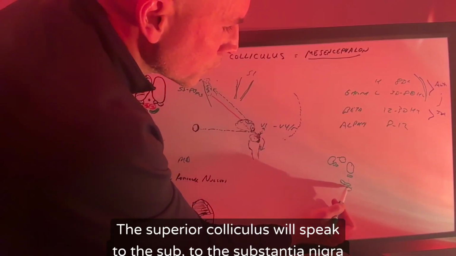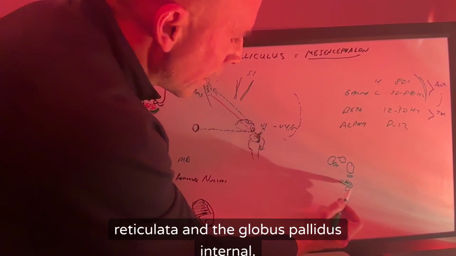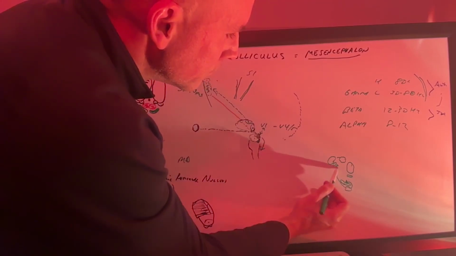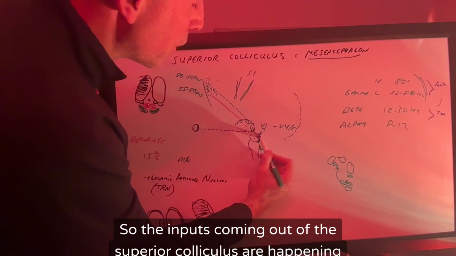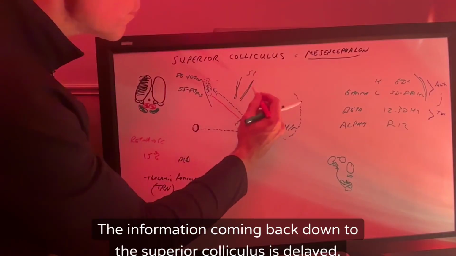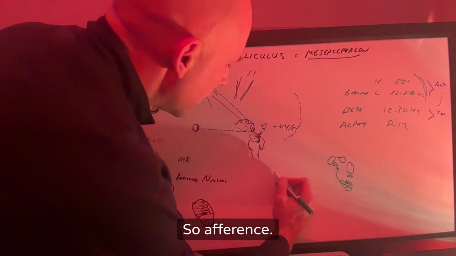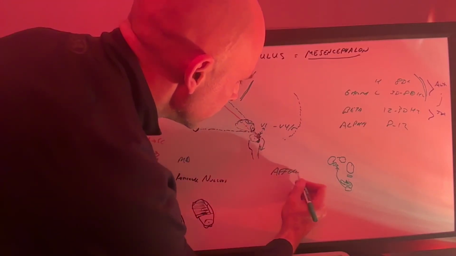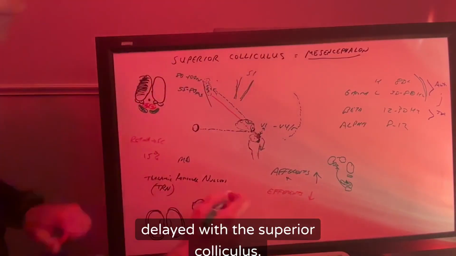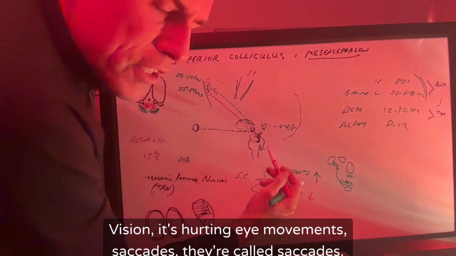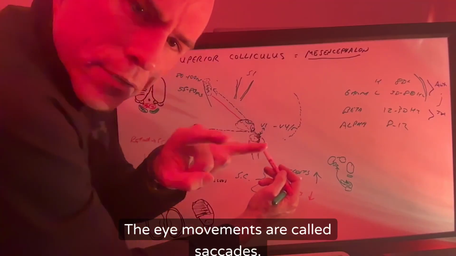The superior colliculus will speak to the substantia nigra reticulata and the globus pallidus internal here. It's modulating motor movements. So the inputs coming out of the superior colliculus are happening faster. The information coming back down to the superior colliculus is delayed. So afferents are heightened, fast. Efferents are delayed with the superior colliculus. And this is hurting vision. It's hurting eye movements. Saccades, they're called saccades. The eye movements are called saccades.